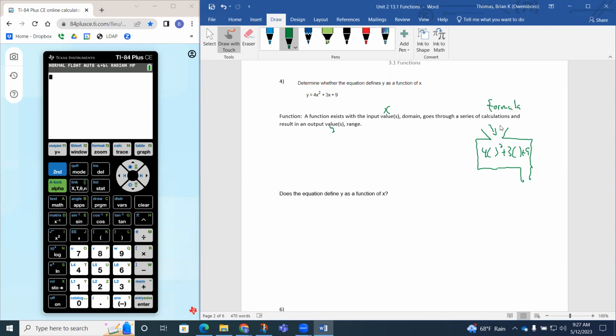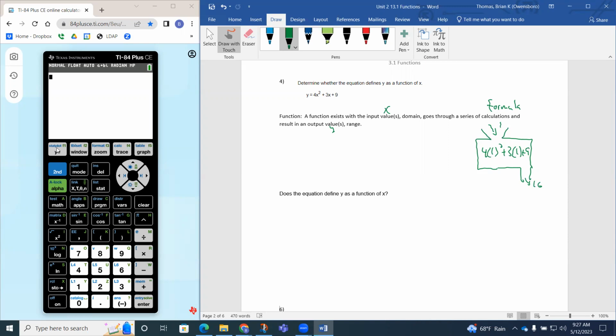So if I pick a value for x, say if I pick 1, 1 has got to go through these series of calculations. So we'd be going 1 squared, which would be 1. 4 times 1 is 4. 3 times 1 is 3. 4 plus 3 is 7. 7 plus 9 would be 16. Notice how it kicks out a y value. That's what a function is supposed to do. So this would describe a function.